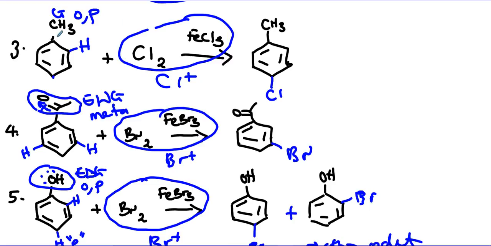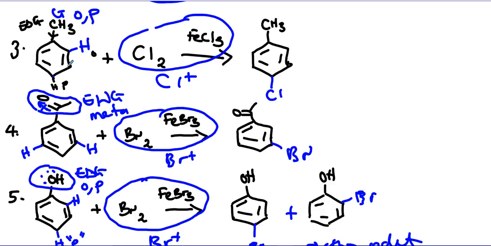For question 3, you have a methyl bonded to the ring. It's an electron donating group. It's donating through bond by induction. Since it's an electron donating group, it should direct the incoming electrophile ortho or para. This is the ortho position, and here where you have a hydrogen, that's the para position, which is the complete opposite side.